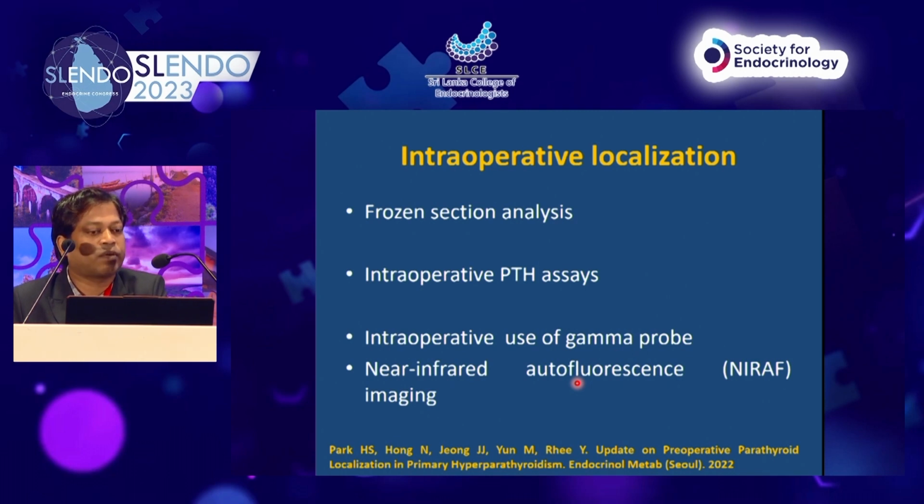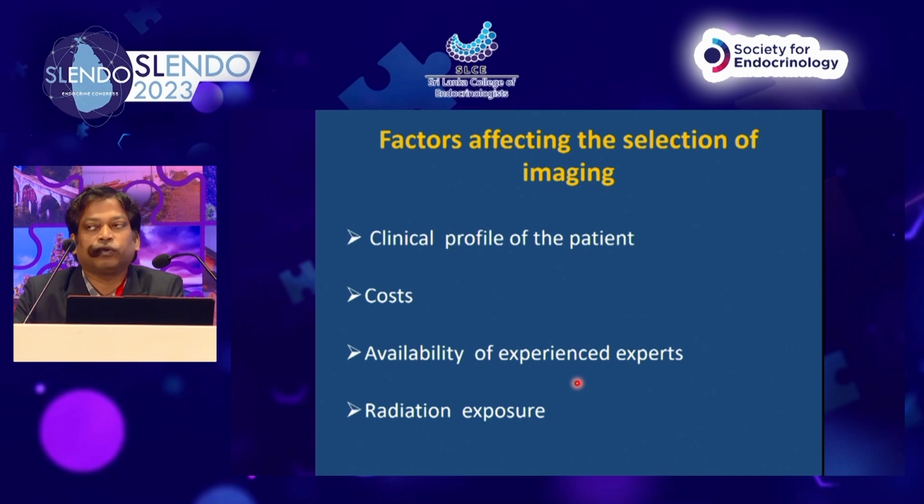These are different options like frozen section analysis, intraoperative PTH assay, before and after surgery PTH assay, use of the gamma probe, and newer investigations like near-infrared autofluorescence imaging. These 4 investigations can be useful during intraoperative use. Which imaging you decide depends on the particular patient's clinical profile, the cost, the radiation exposure and local availability. That's the most important, along with the experience of our radiologist.